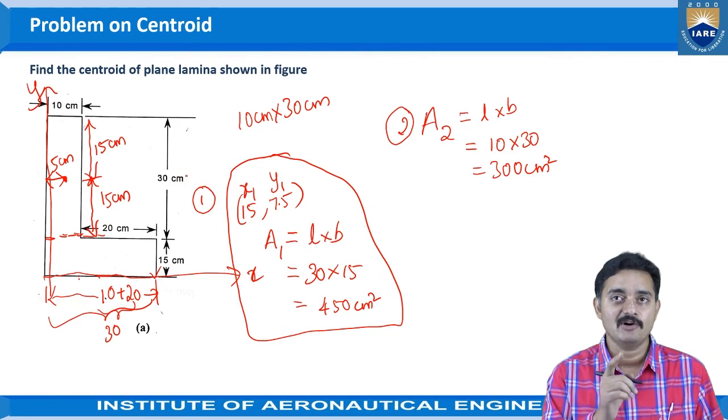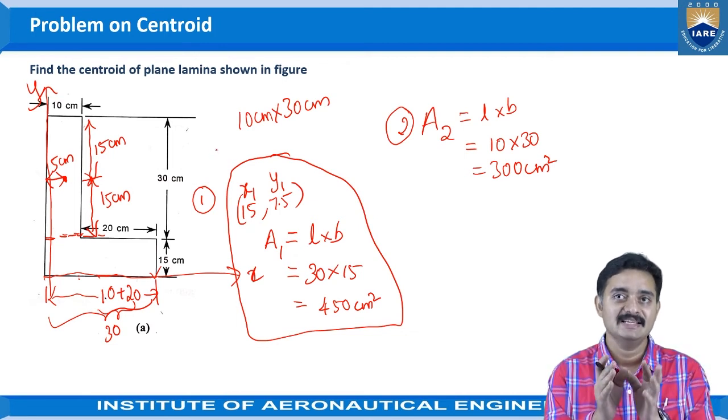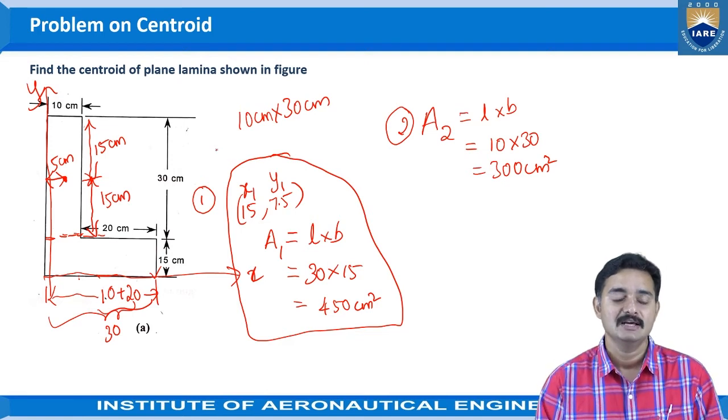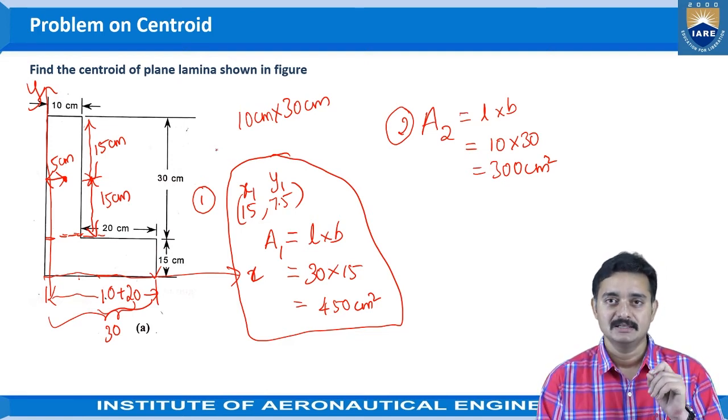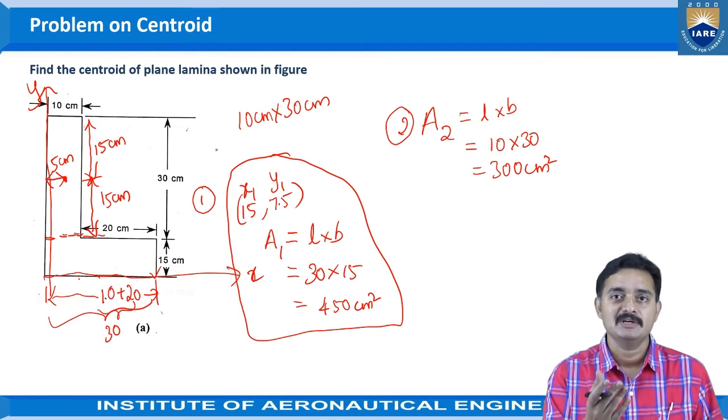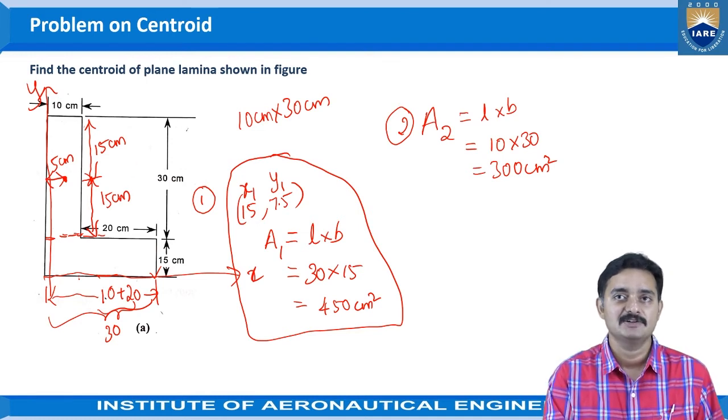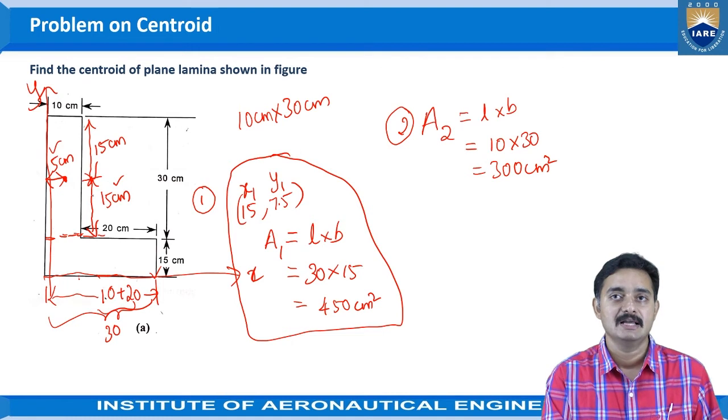Now, the centroid of this second rectangle with respect to the reference axis, we need to consider. That is very, very important here. This is not the exact position of the centroid with reference to the reference axis. Considering that individual object alone, we can say that the centroid will be at 15 centimeters and 5 centimeters. But this is not the case when considering the total object. So what we need to do is find the centroid of this second rectangle with respect to the reference axis which we have considered.